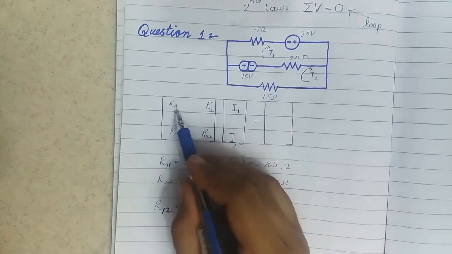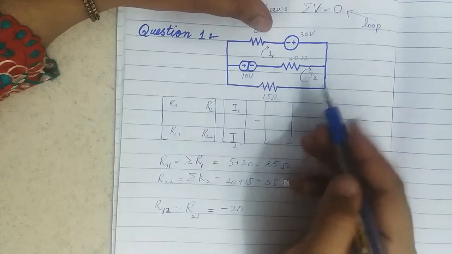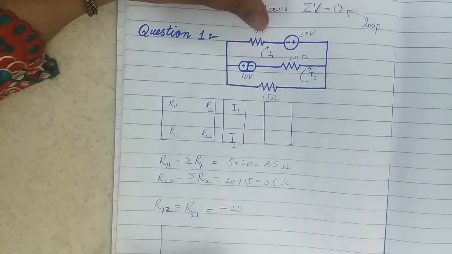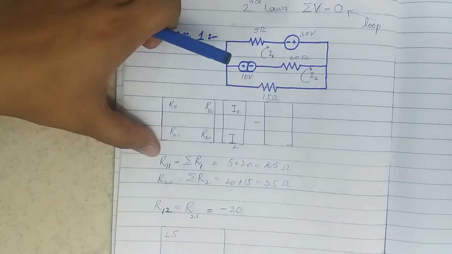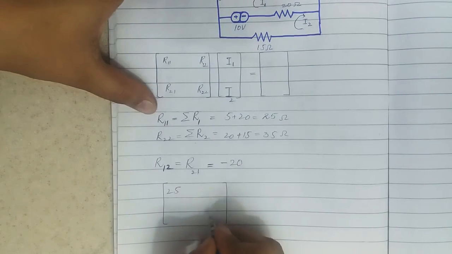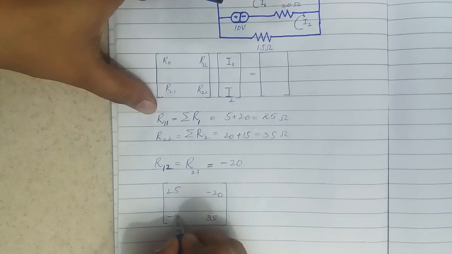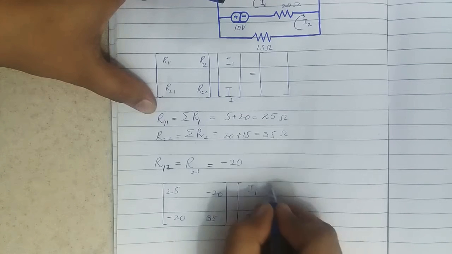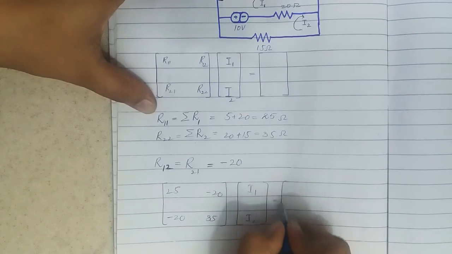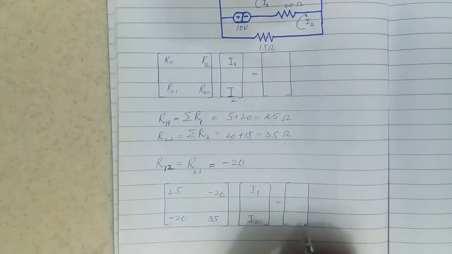Now, replace it here. We will get the matrix as R11 25, R22 35, R12 minus 20, R21 minus 20. Unknowns are the currents I1 and I2. And there is the total voltage in the first loop and in the second loop.